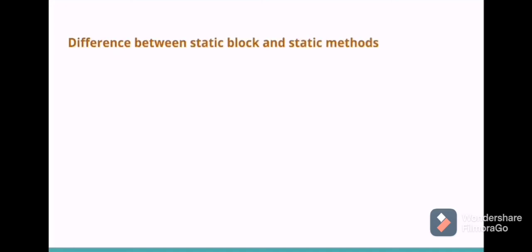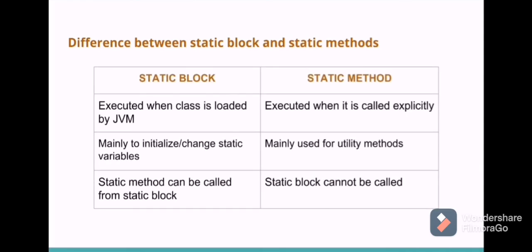Now we may get a doubt, already a static method is there, then why is this static block necessary? So now let's see what the difference between them is. A static block will be executed when the class is loaded by the JVM itself, whereas a static method we should call explicitly. And a static block is mainly used to initialize or change the static variables, whereas a static method is for utility purposes. And we can call a static method from a static block, but we cannot call a static block.